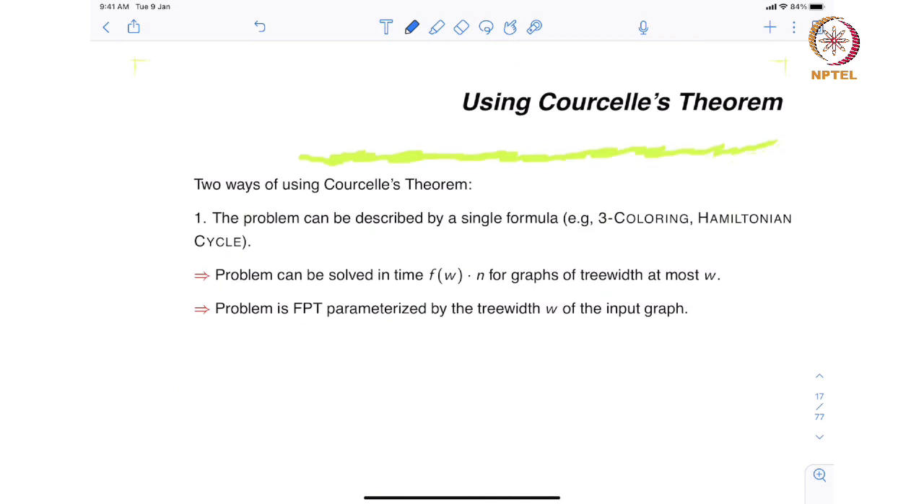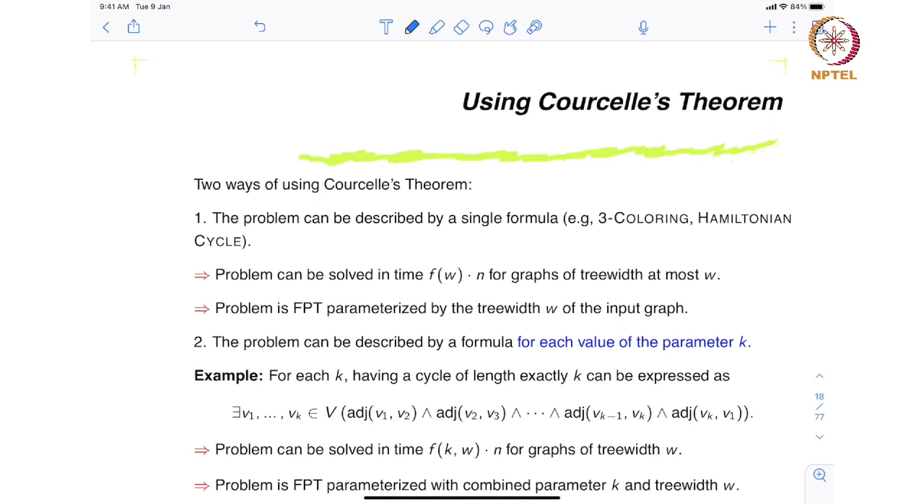Okay. So there are two ways of using Courcelle's theorem. The problem can be described by a single formula, for example 3-coloring or Hamiltonian cycle. So those problems can be solved in f of w times n for graphs of tree width at most w, which implies the problem is FPT parameterized by the tree width of the input graph.